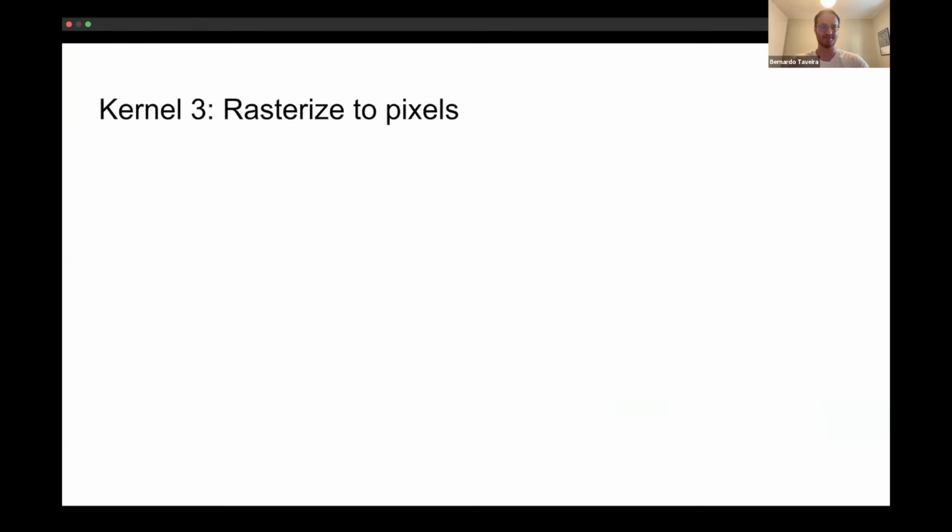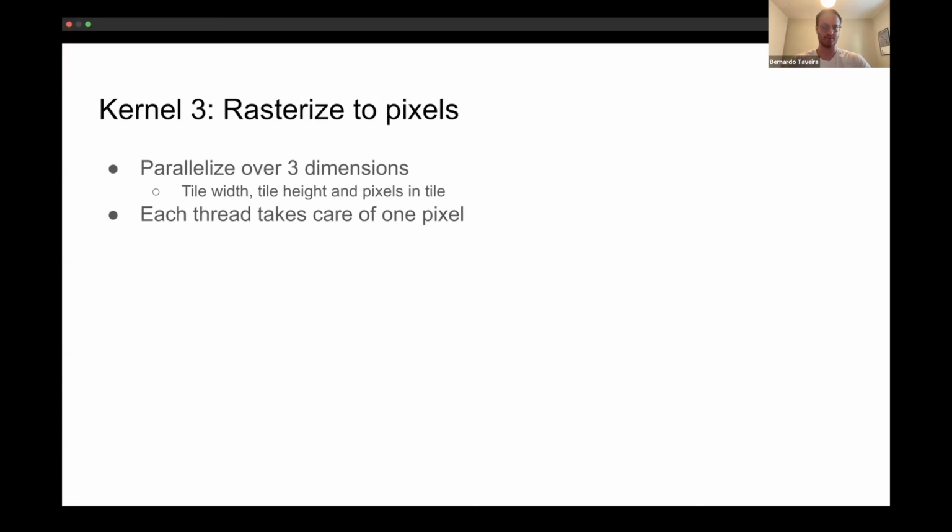And then comes the last kernel, which is the most interesting one and the most significant in my opinion, which is the rasterization of these pixels. So now each tile has the Gaussians that are relevant to it and should be applied in that tile. We then parallelize over 3 dimensions: we divide threads in tile width, tile height, and pixels in tile. So each tile is one dimension, and each pixel in the tile is a different thread. Each thread takes care of one pixel essentially.